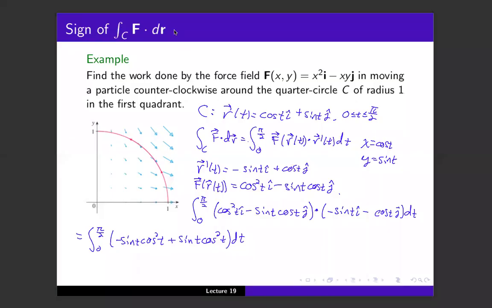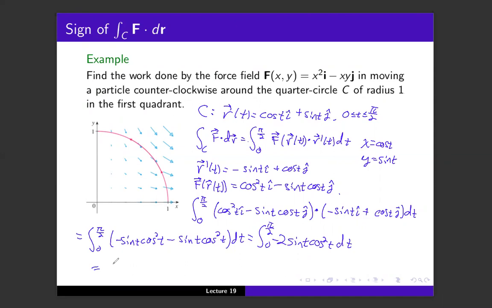I see what my mistake was. My mistake was I made this a negative. I should have made that a positive. That fixes it. So this should not be positive, it should be negative. So this whole thing, now I fixed it, is the integral from 0 to pi over 2 of 2 sine t cosine squared t dt, negative, all of that stuff, because this whole thing's going to be negative.